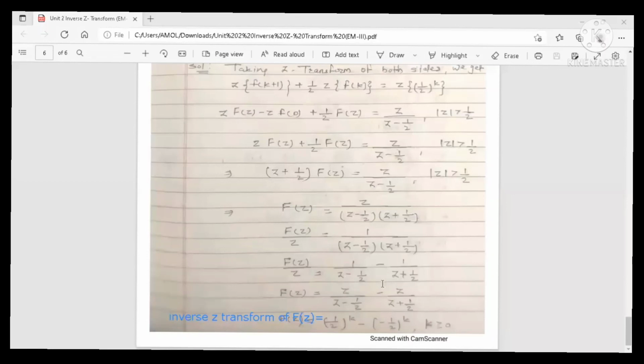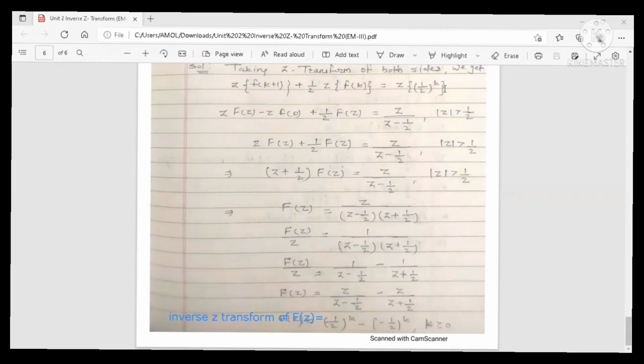We are using for these two terms the Z transform results of some standard sequences, and we have the answer 1 by 2 raised to k minus minus 1 by 2 raised to k when k is greater than or equal to 0. This is the inverse Z transform of f of Z. Okay. This is the sequence. So here the difference equation topic is also covered.